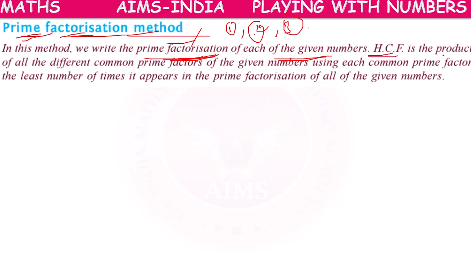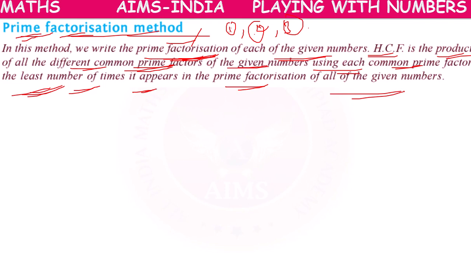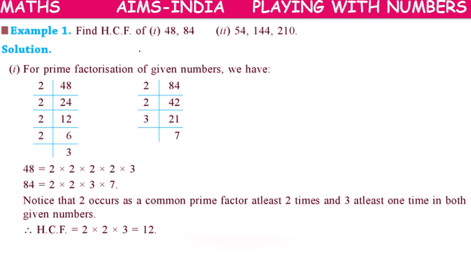Next, HCF is the product of all the different common prime factors of the given numbers, using each common prime factor the least number of times it appears in the prime factorization of all the given numbers. You can understand better by one example, children. Let's take the example: find the HCF of 48 and 84. We are going to find it with the help of the prime factorization method.